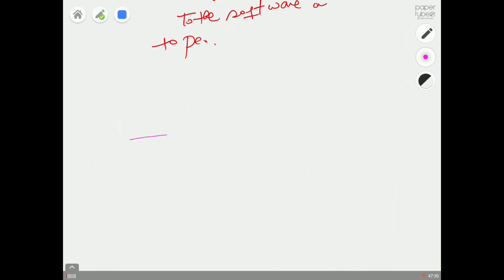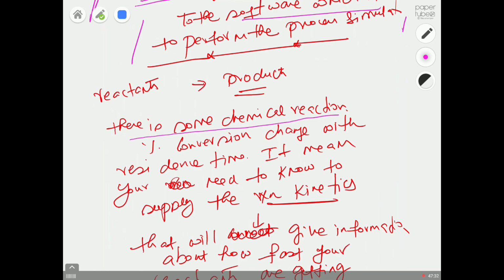Clearly there is some chemical reaction, so some bond breakage is happening. That's why you get new products from your reactants. And obviously your percentage conversion is going to change with the residence time. The general rule is that percentage conversion is proportional to your residence time. So you need to know what type of chemical reaction it is, and you need to know the reaction kinetics involved, and we have to supply the reaction kinetics to the software. Only then will it do the job and predict your output correctly.